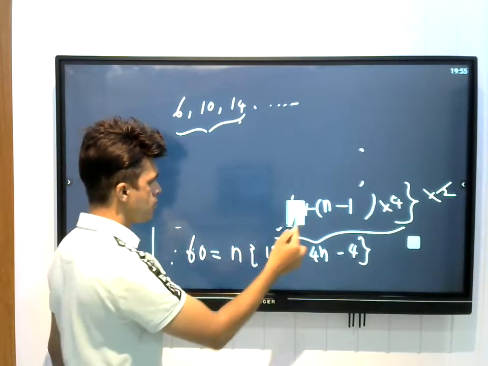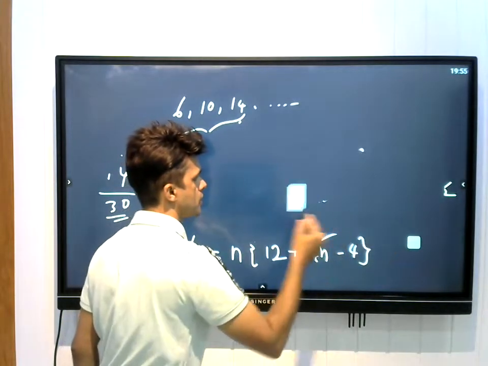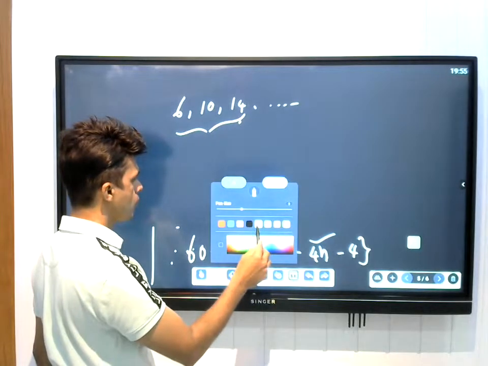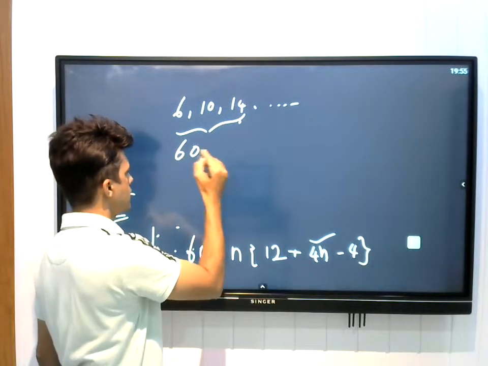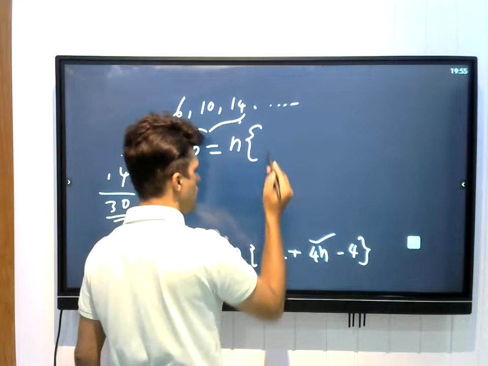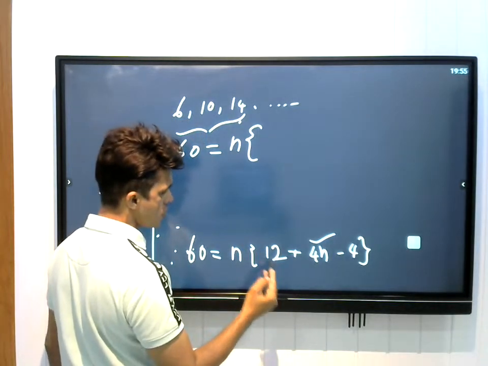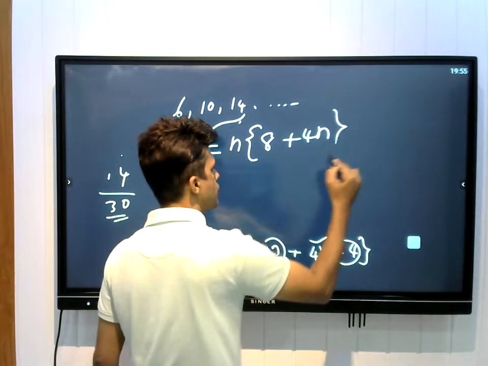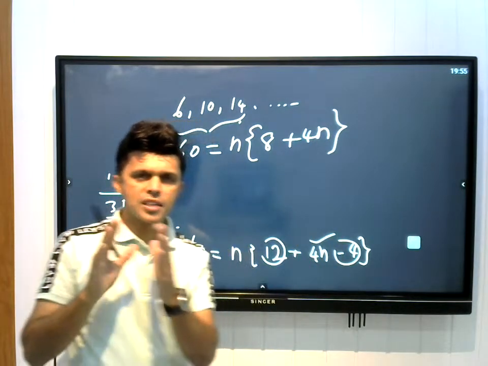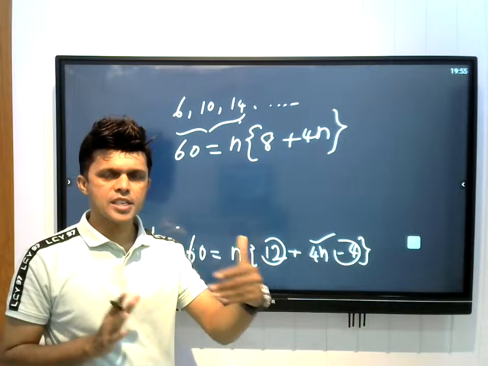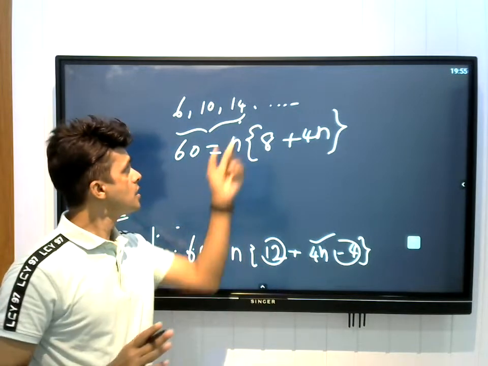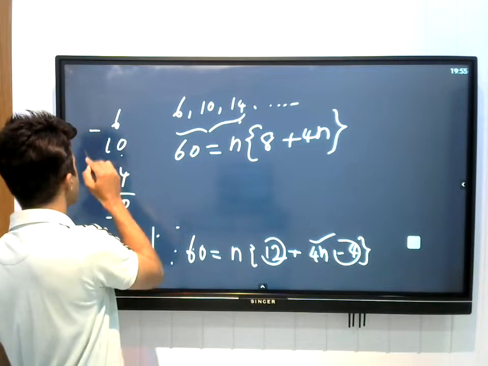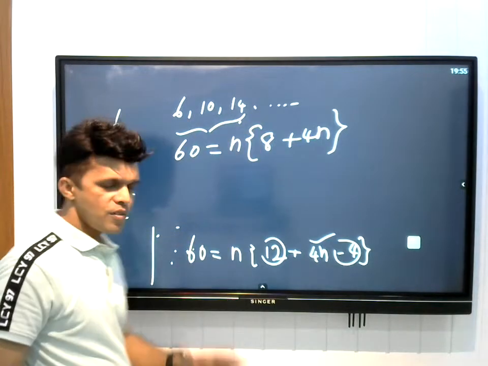60 equals n times 12 plus 4n minus 4. Here I will simplify this part: 12 minus 4 is 8, 8 plus 4n. What we are thinking about is the number of terms we need to get the sum as 30. How many terms should you add? 3 terms you need to add. 1, 2, 3. Already we know the answer.